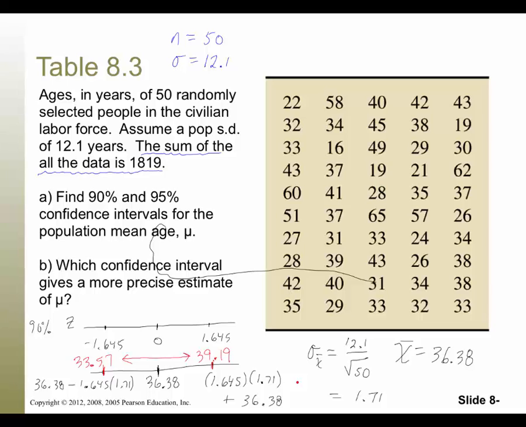Okay, so what changes here? We still have our point estimate of 36.38, but now for a 95%, how many standard deviations above are we going? That was our 1.96 z-score, right? 1.96 standard deviations above. So our standard error is still based on the sample size 50, so we need the 1.71, and then we're going to go 1.96 below.